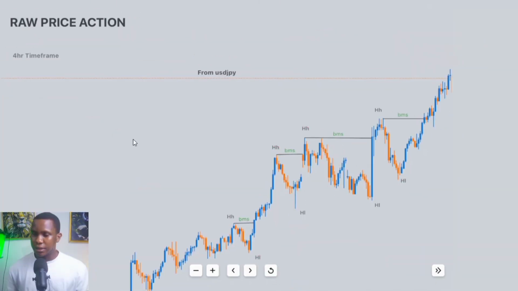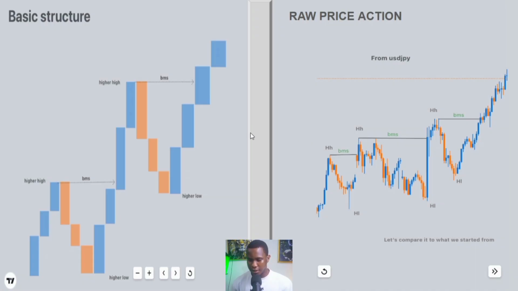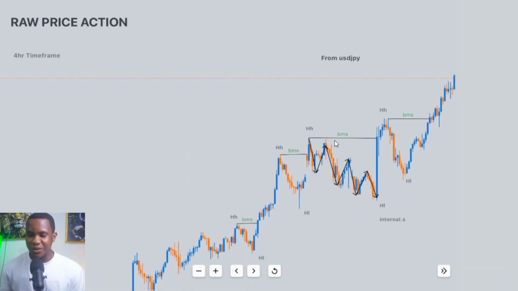This is raw market structure footage, USD-JPY. This is the real way price action moves daily. Compare it to the basic way we've been learning. If you don't understand what I've been teaching you, can you see our internal structure, guys?